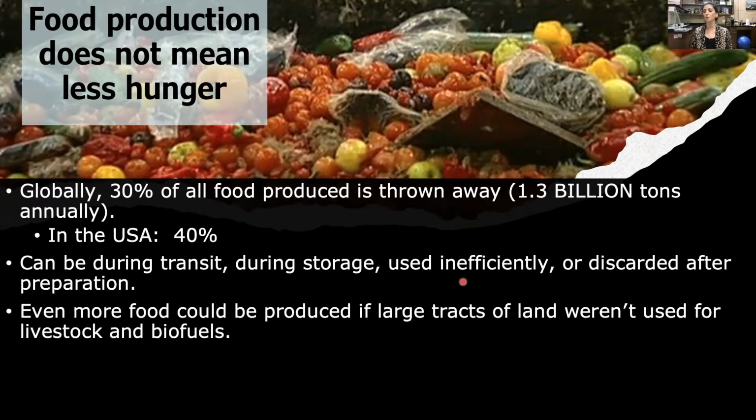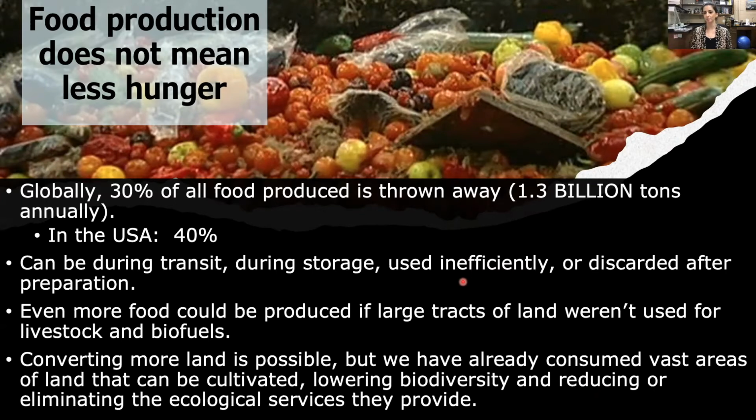And even more food could be produced if large tracts of land weren't used for livestock and biofuels at the same time. And so we have the capability to convert even more land to increase our food production, but we already have consumed vast areas of land that can be cultivated for those agricultural needs.